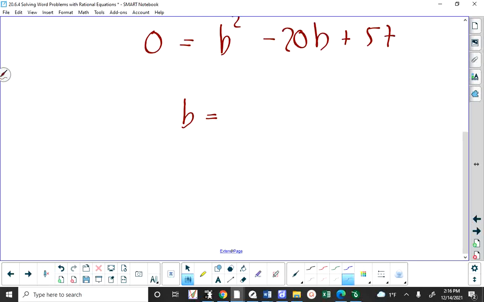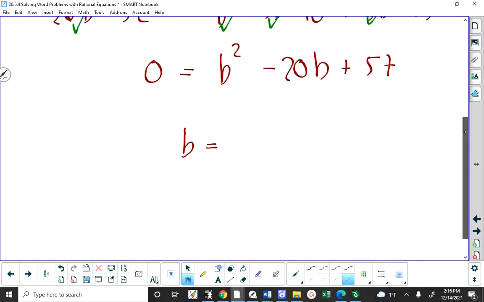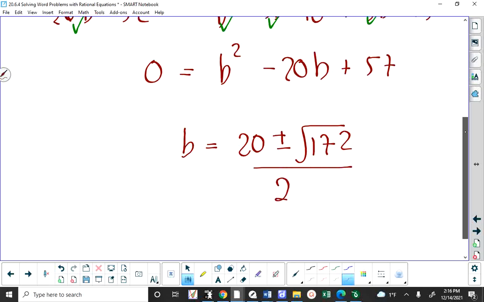negative b. So the b that I wrote here, I hope it's obvious, is not the b in the quadratic formula, right? The b in the quadratic formula would be negative 20. So negative b is 20, plus or minus the square root of 172, over 2a.